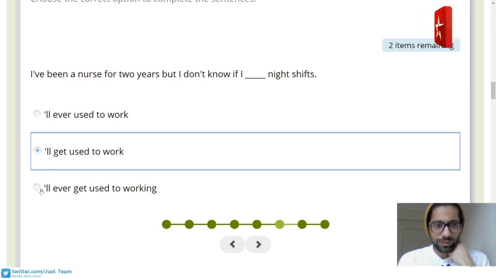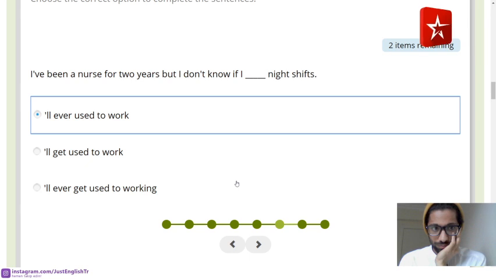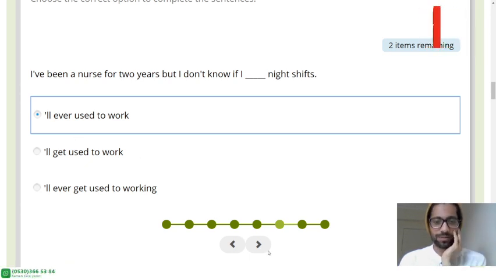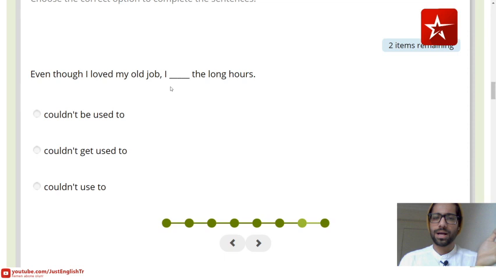This or this or this. We have A so much, we will choose A. We need to make mistakes to learn. Even though I loved my old job, I blank the long hours.